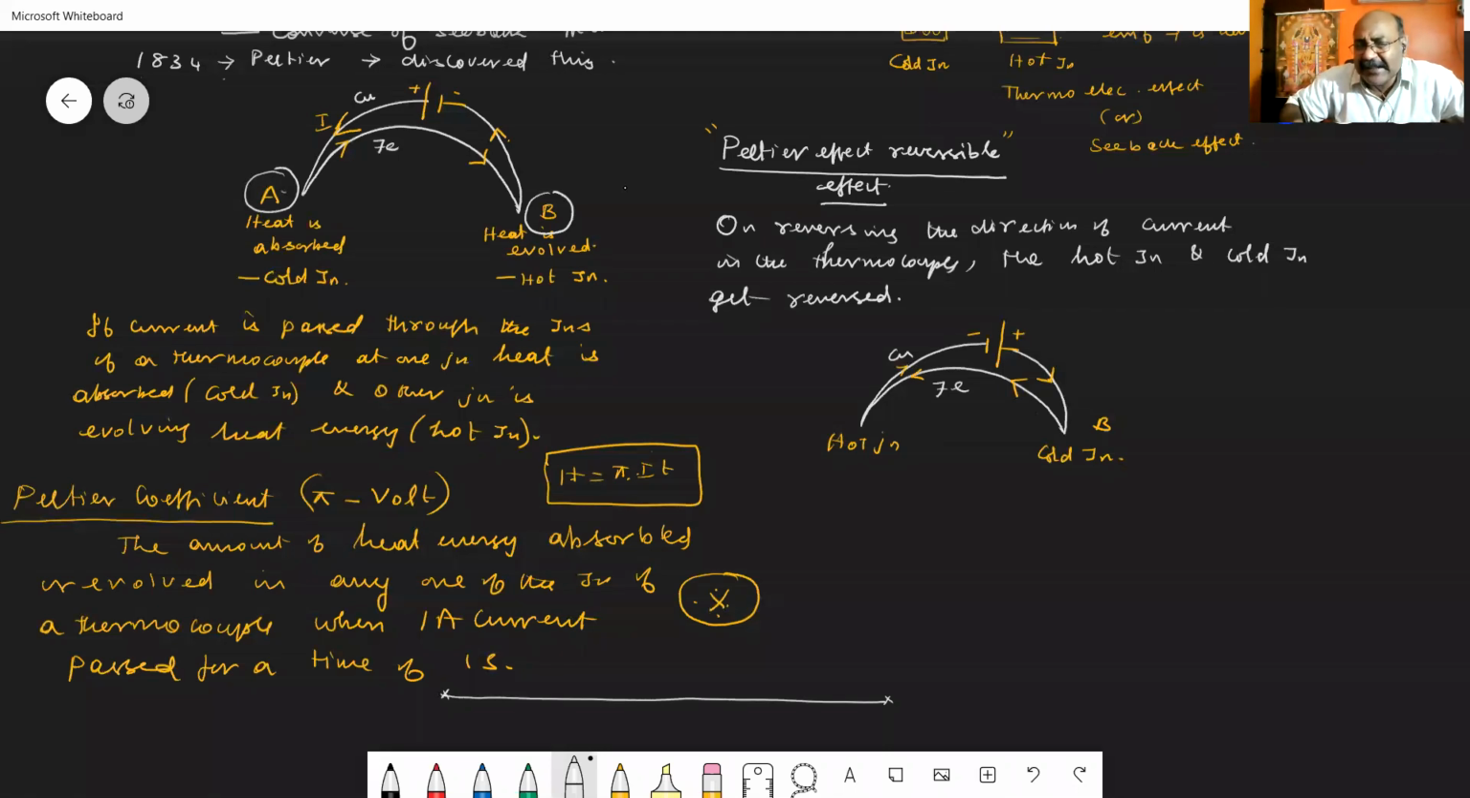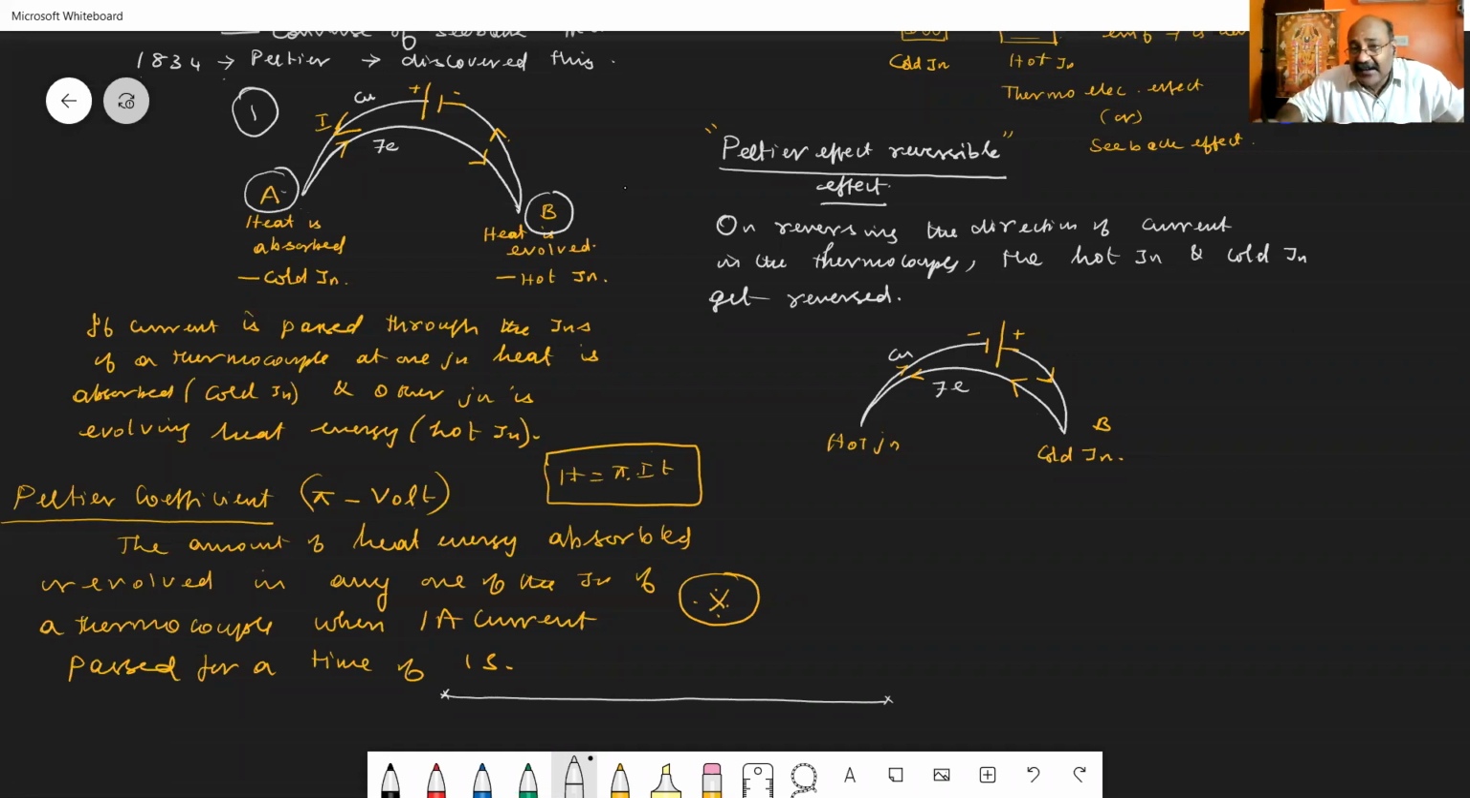Let us consider the example that I have taken in this diagram. Say I have taken the thermocouple made up of copper and iron. Through this thermocouple initially in diagram 1, if I am supplying the current in such a way that the current flows through the junction from copper to iron, that junction is absorbing heat energy and behaving like a cold junction. But at the same time, the other junction where the current flows from iron to copper will be evolving heat energy, behaving like the hot junction.